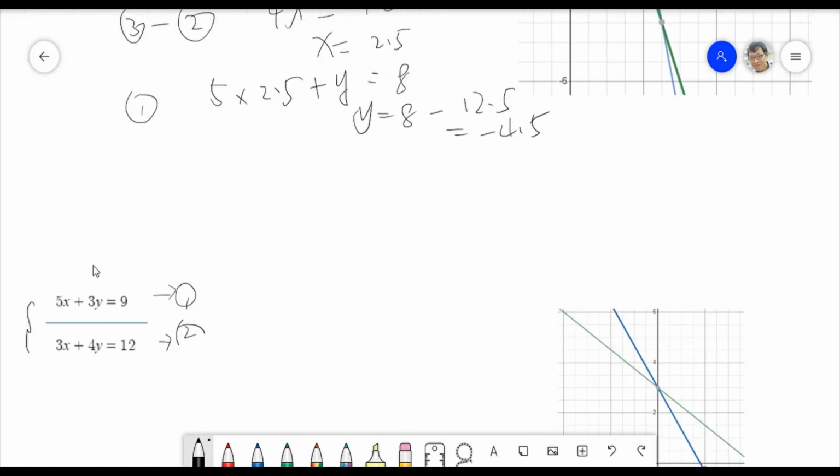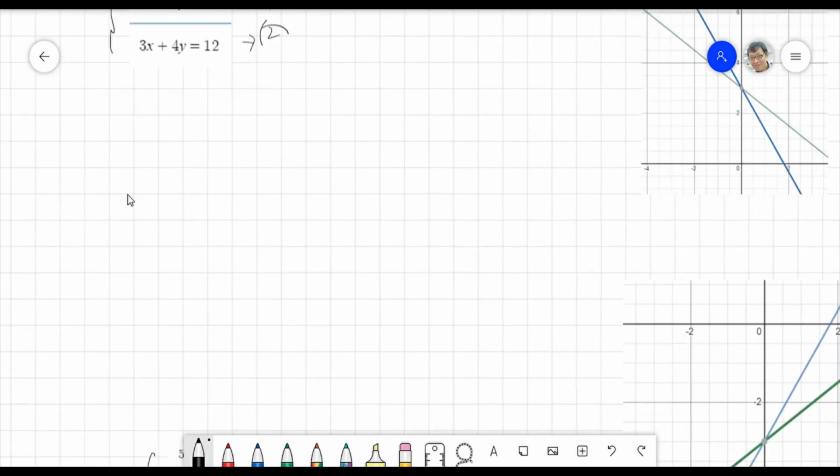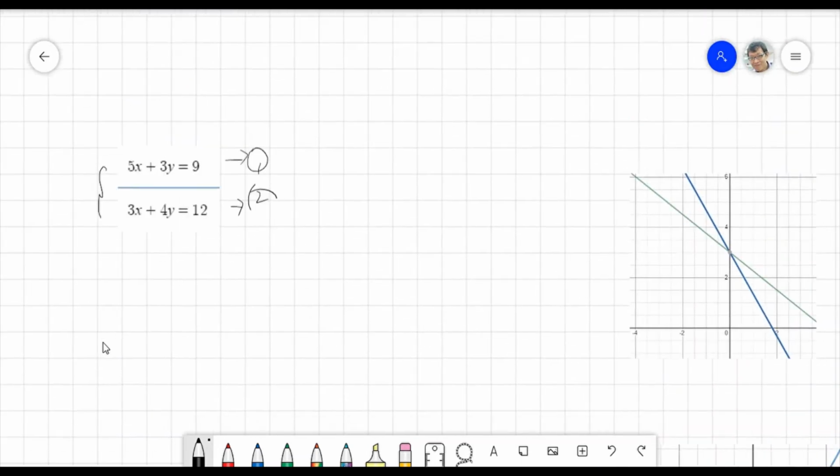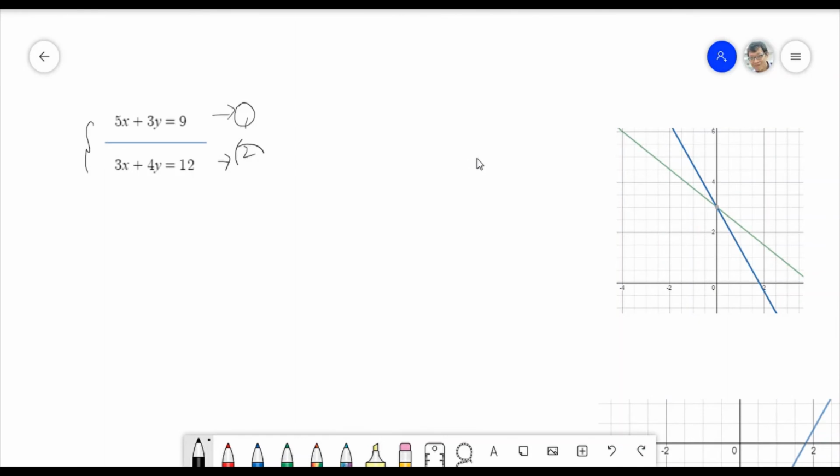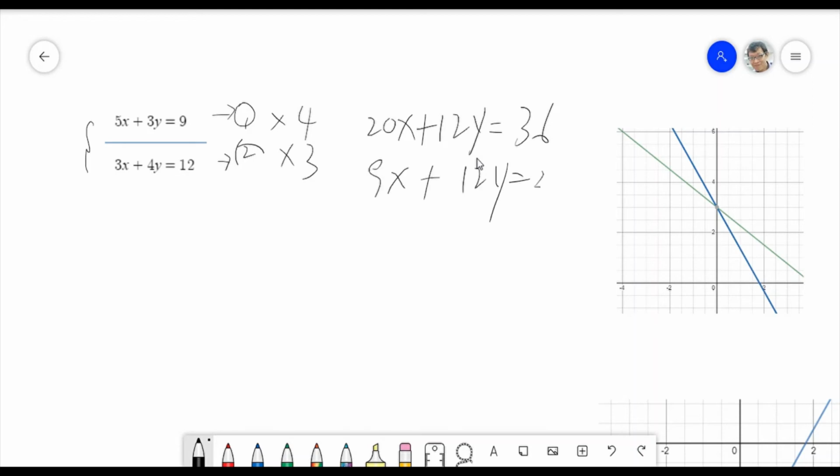Okay, let's see the next one. For this one, it's a little hard because it's not easy to eliminate. So what we can do is multiply equation 1 by 4 and equation 2 by 3. So equation 1 times 4 is 20x plus 12y equals 36, and equation 2 times 3 is 9x plus 12y equals 36.